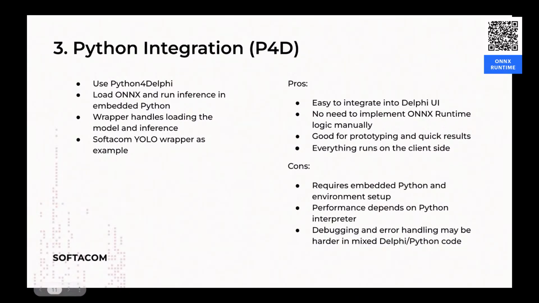The pros of this approach are the following. Faster to integrate, no need to write low-level ONNX code, easier to use Python libraries like NumPy or OpenCV, keeps control in Delphi, good for real-world apps with existing logic. And cons: still depends on Python and its environment, Python pip packages. Requires Python for Delphi and some scripting knowledge. Needs good error handling to avoid crashes at runtime.